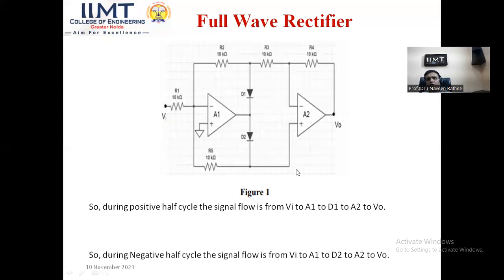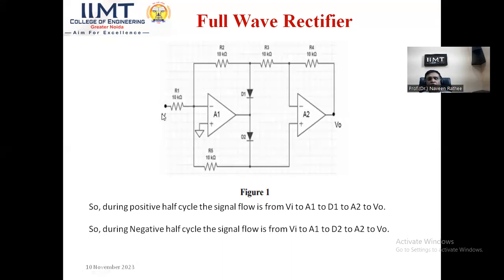So during the negative half cycle, the signal flows from V1 to the op-amp A1 with a 180-degree phase shift, and the output will be positive. Diode D2 will start conducting, and current will flow through D2 to the non-inverting terminal of the op-amp A2. Without any phase shift, the same positive output is obtained at the output of op-amp A2. So this is the full wave rectification. In both the positive and negative half cycles, the output obtained is positive in nature, so we get full pulsating DC in both input cycles.